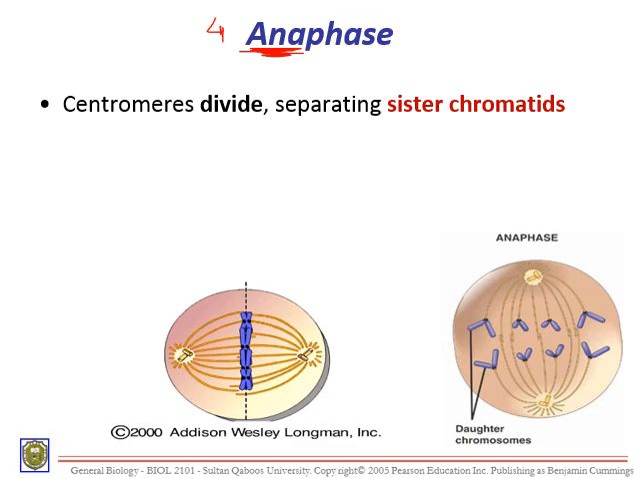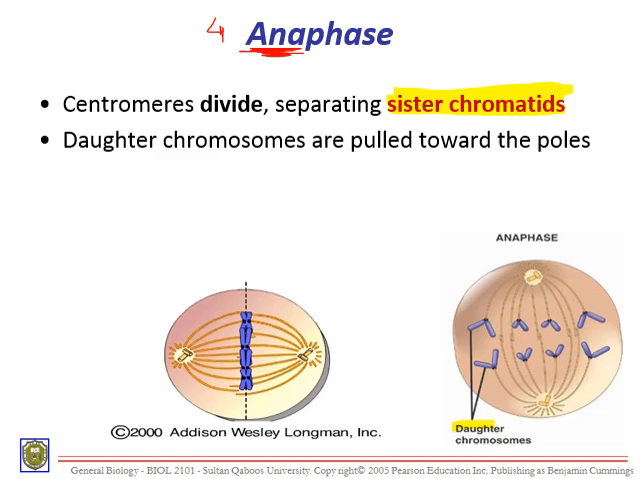So this is very important. The sister chromatids are being separated. What are we separating in anaphase? We are separating the sister chromatids. Now, these sister chromatids in some textbooks are also called daughter chromosomes. So daughter chromosomes or sister chromatids, they're basically the same thing.